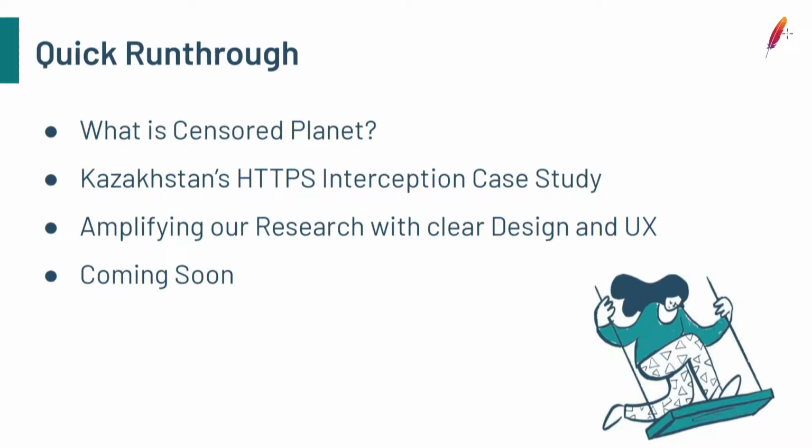So what we're going to talk about today is a few things. I know we are in a design track, but I would also like to talk about internet censorship research and the importance of it before we go into the design aspects. So we're going to talk about Censored Planet, the project, what it's all about. Kazakhstan, a country you don't hear a lot from, but lately there have been some internet censorship things going on, and I would like to talk about that. And because of that, also show to you how we can make our research more approachable and more relatable to people with better design and better UX. And what else we are up to in the future.